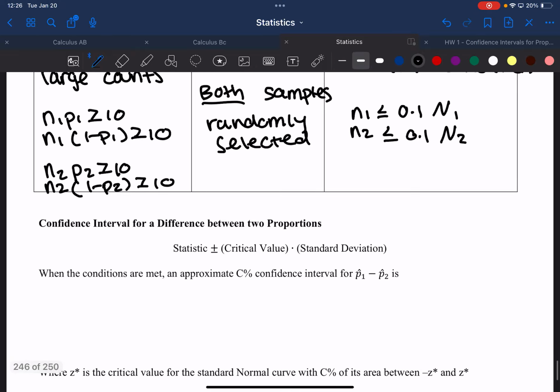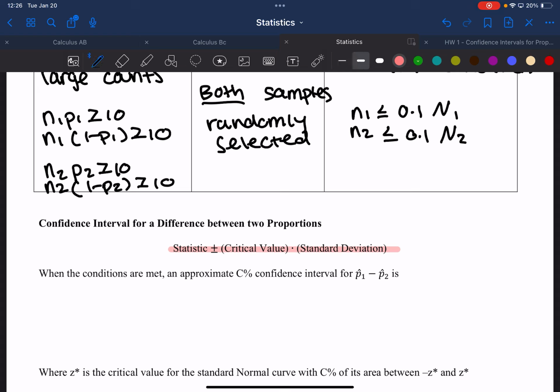So it says confidence interval for difference between two proportions. So remember, on your formula chart, it's going to give you this formula in words. And remember, the reason for that is it changes when we're talking about different things. So the formula is the statistic plus or minus the critical value times the standard deviation.